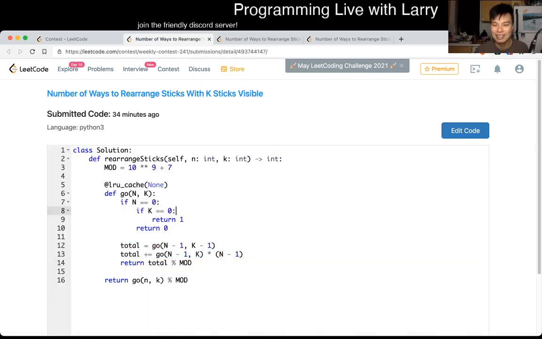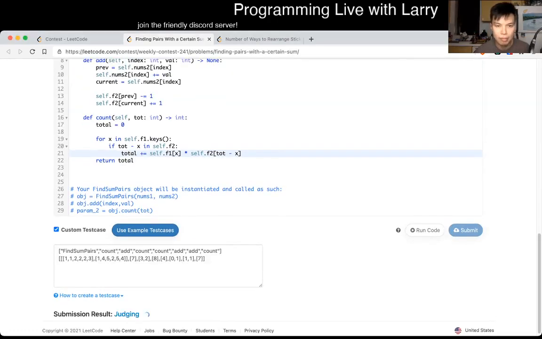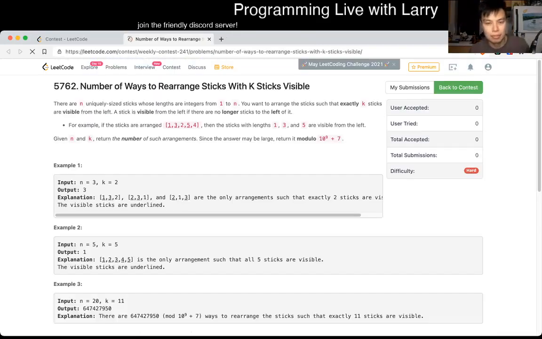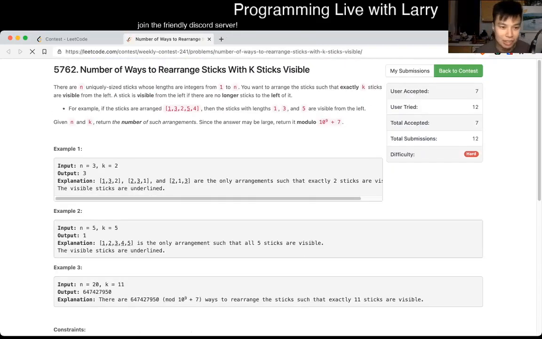Let me know what you think, and you can watch me solve it live during the contest next. People have finished with the contest already, so I'm a little bit behind.